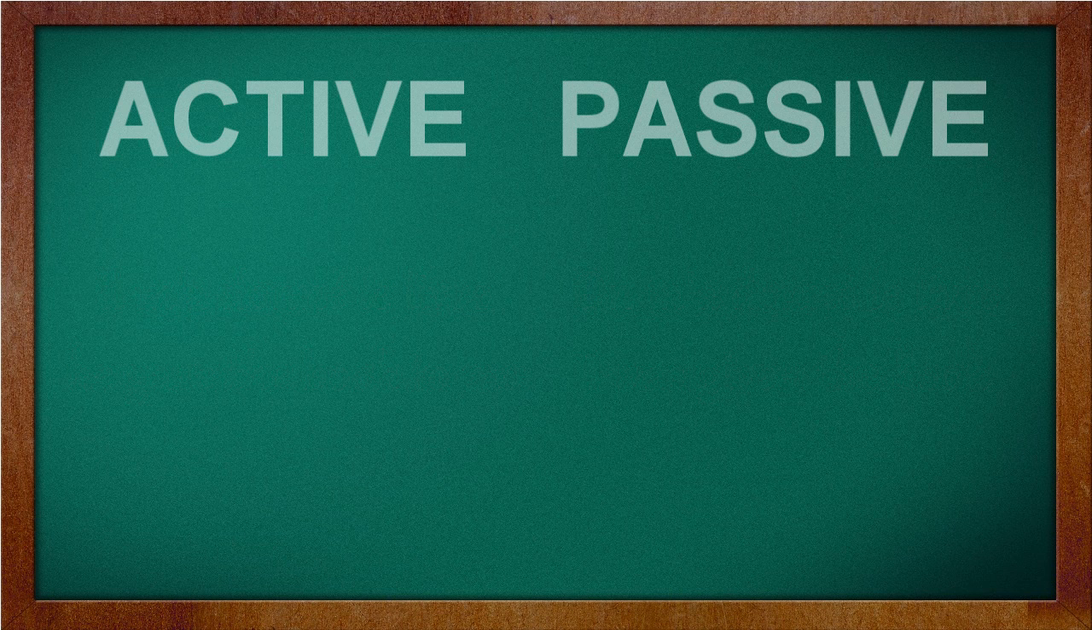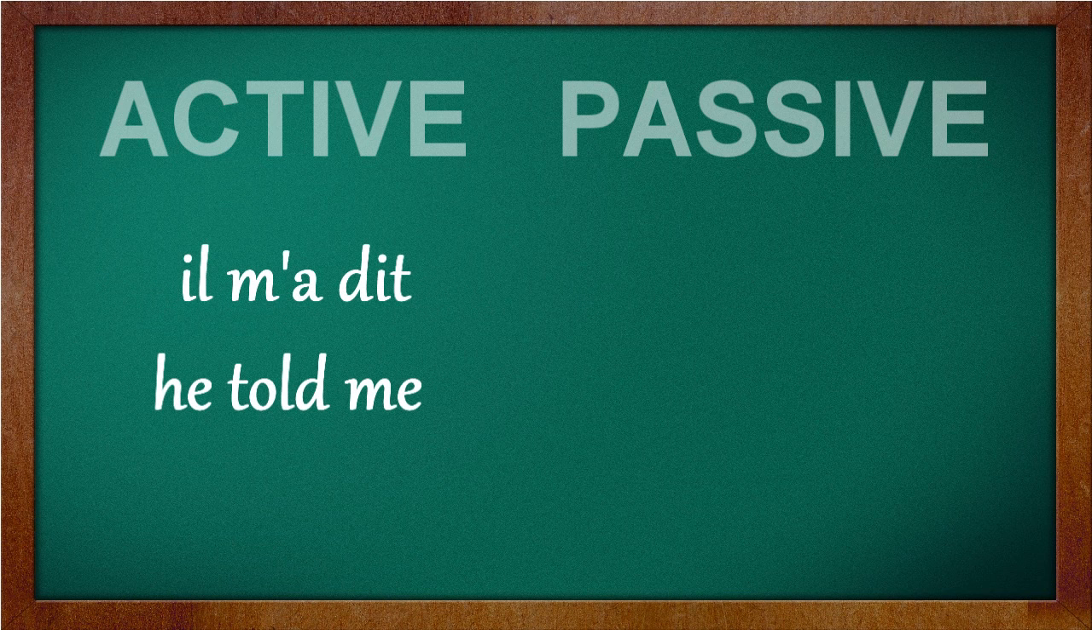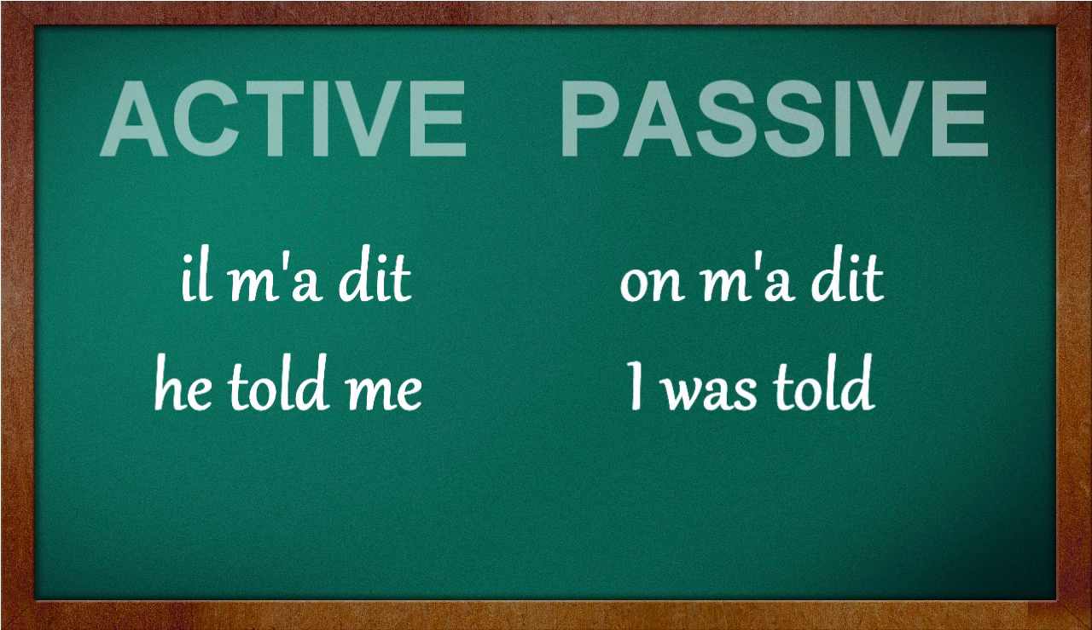Now sometimes, of course, you'll have a sentence with an indirect object that doesn't have a direct object. For example, il m'a dit, he told me. But the principle is the same. Okay, we can't simply swap the subject and the object because there is still an indirect object, in this case me, in the sentence. So the same thing applies. Use the impersonal pronoun on in the active voice. On m'a dit.